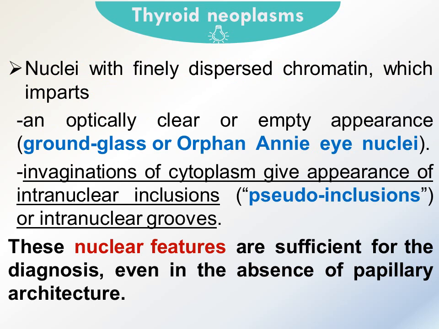The next important microscopic hallmark of papillary neoplasm is the nuclear features. The nuclei have finely dispersed chromatin, which imparts an optically clear or empty appearance, giving rise to what is called ground glass or Orphan Annie eye nuclei. In addition, invaginations of the cytoplasm often give the appearance of intranuclear inclusions, called pseudo-inclusions or intranuclear grooves. These nuclear features are sufficient for the diagnosis of papillary carcinoma, even in the absence of papillary architecture.